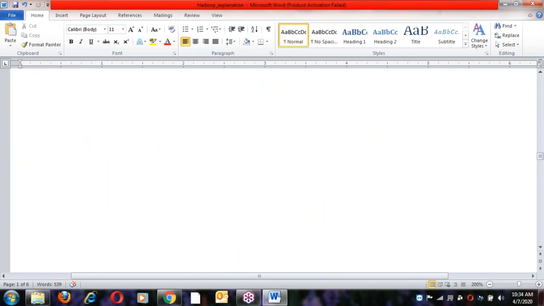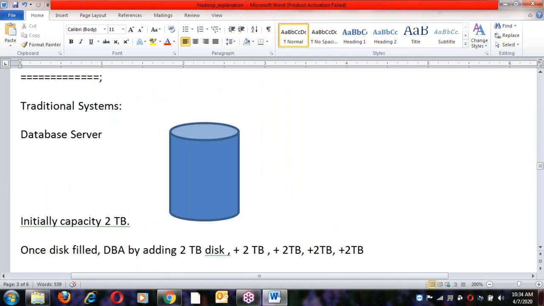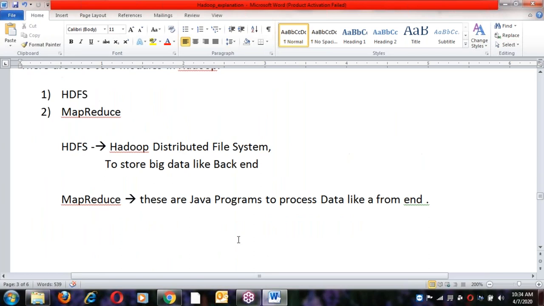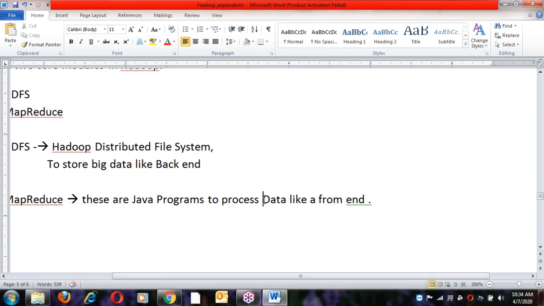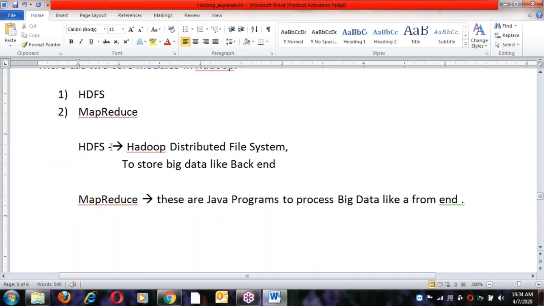So storage and processing. Here, HDFS, Hadoop Distributed File System, stores big data like a backend. MapReduce are the Java programs to process data, like a front end. So first of all, HDFS stores big data like a back end, and MapReduce are the Java programs to process big data like a front end.